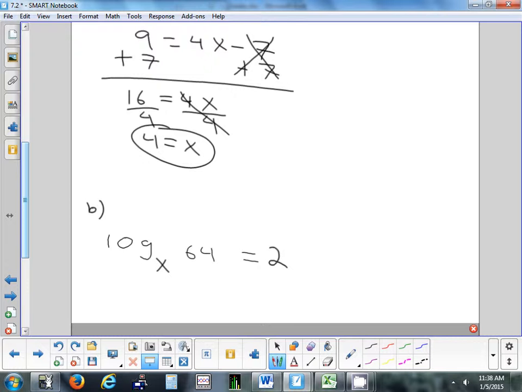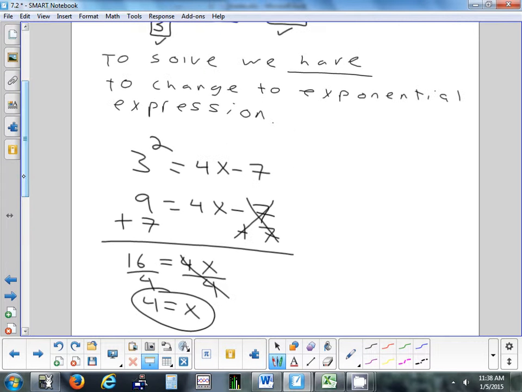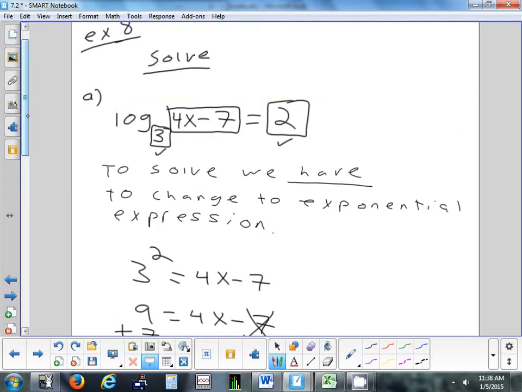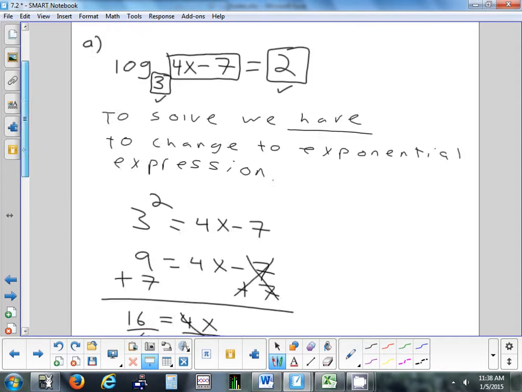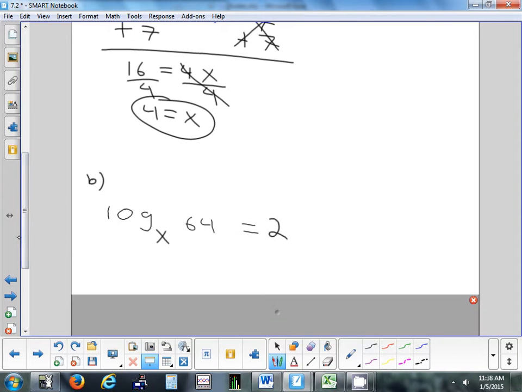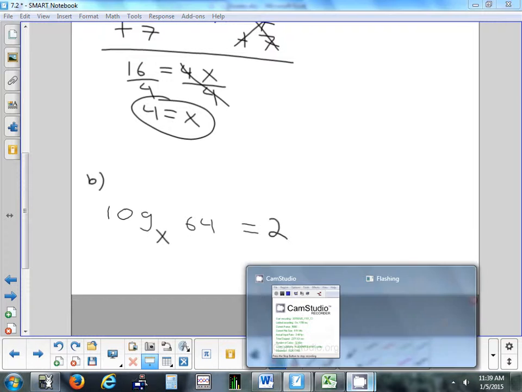Now it's a little different. Okay, in the one we had up above, the variable was in the argument. Now the variable is in the base. But I guarantee you the way you solve this is something you also learned in Algebra 1. So a little different, but similar. Okay, so give that a shot. See if you can change it to get rid of the word log first, and then solve it.